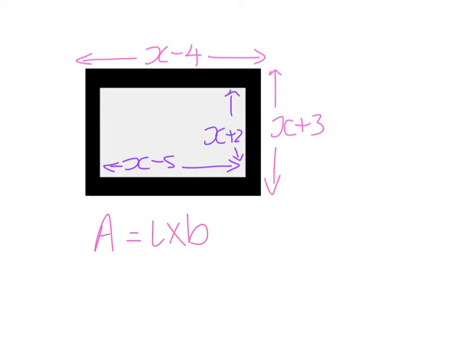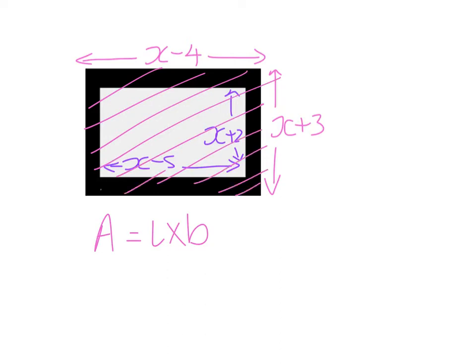It's a rectangle, so the formula we're using is length times breadth. And just to show you on the diagram what we're finding, we're finding that whole area there. So length times breadth, and the length of this rectangle is x minus 4, and the breadth is x plus 3.